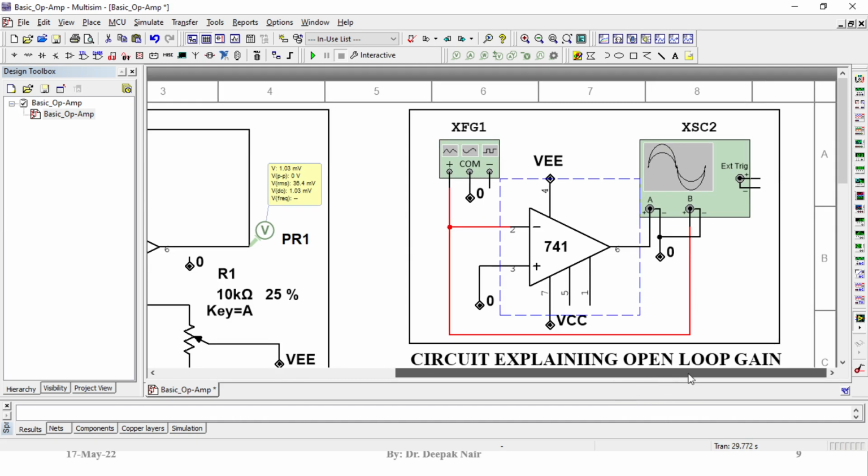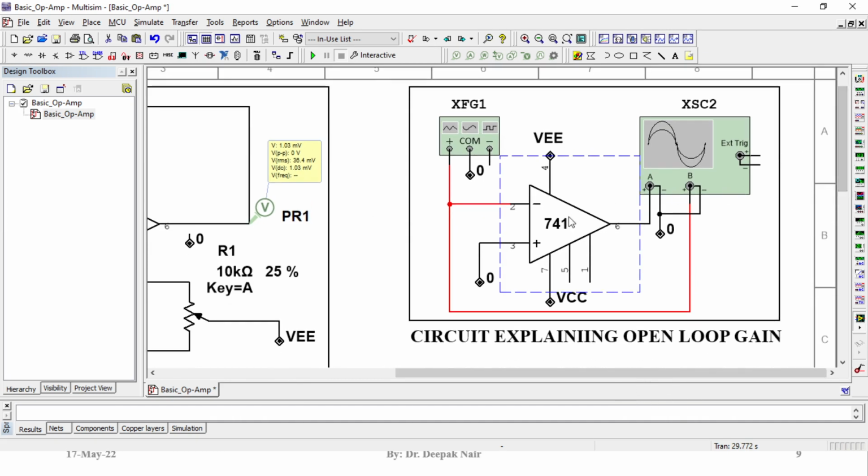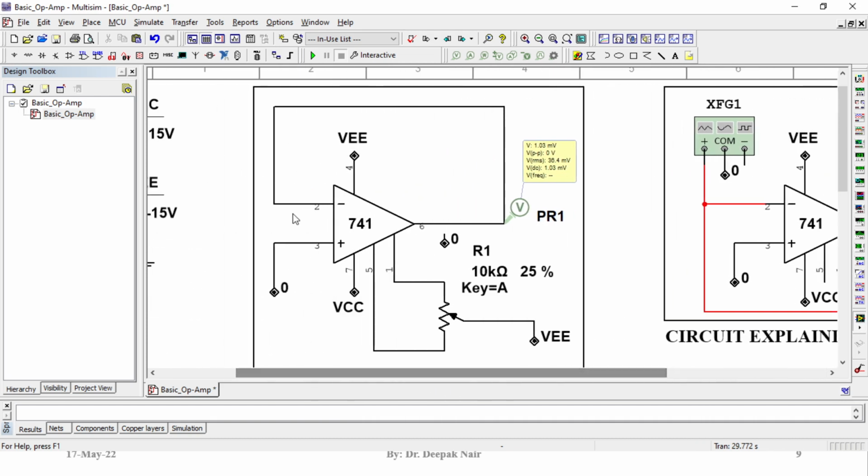Now let us check the open loop gain. What do we mean by open loop gain? Basically, open loop gain means there is no feedback. Feedback means, here you can see, the output pin number 6 is connected to the input pin number 2. This is called feedback, providing the output back to the input.